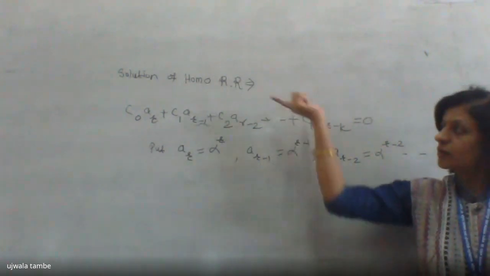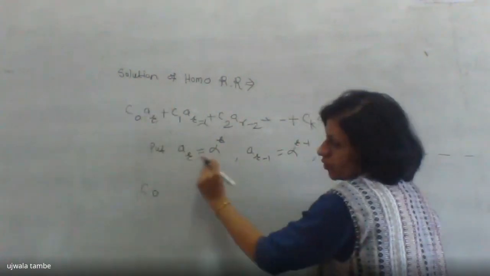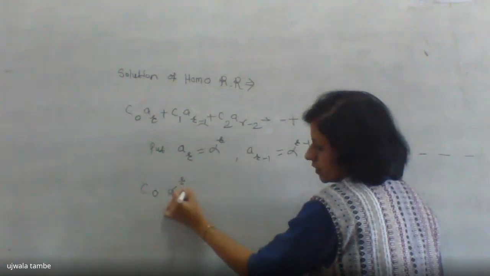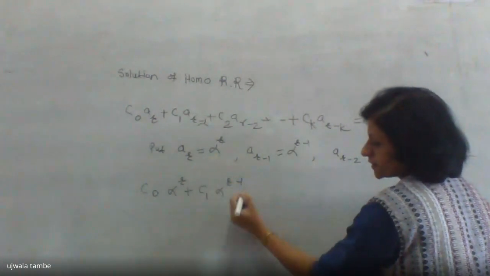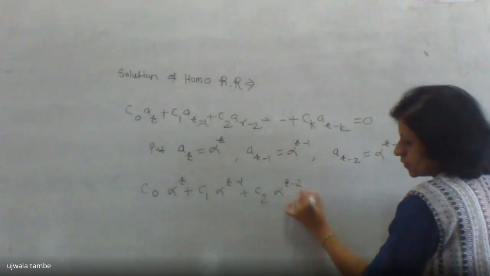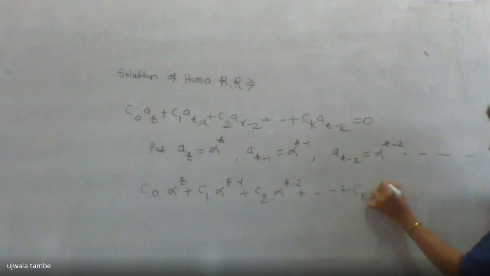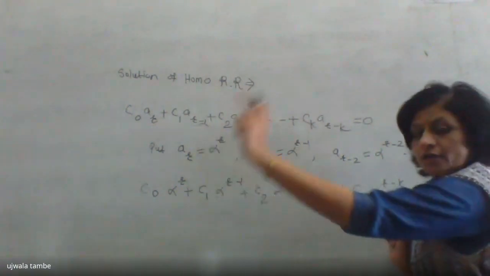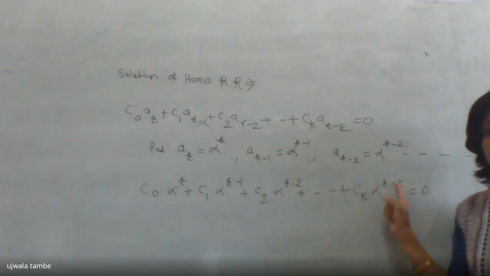And putting this value in the homogeneous equation: C0 a_r, the value of a_r is alpha raised to r, plus C1 a_(r-1) is alpha raised to r minus 1, plus C2 a_(r-2) is alpha raised to r minus 2, plus Ck a_(r-k) is alpha raised to r minus k, is equal to 0. And dividing through by the lowest term. Here the lowest term is alpha raised to r minus k.